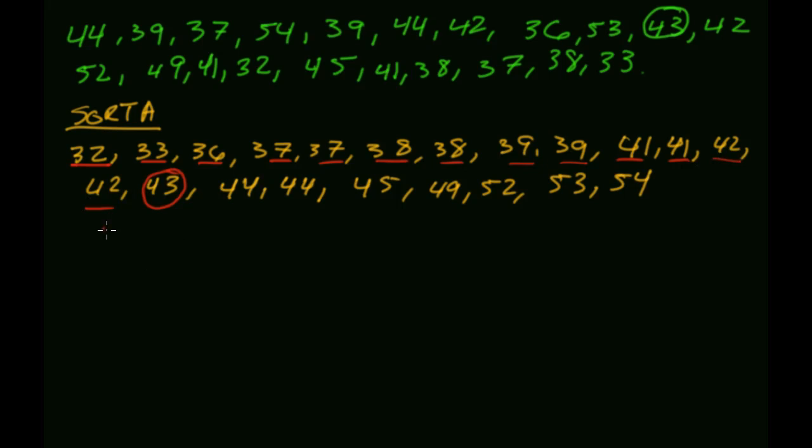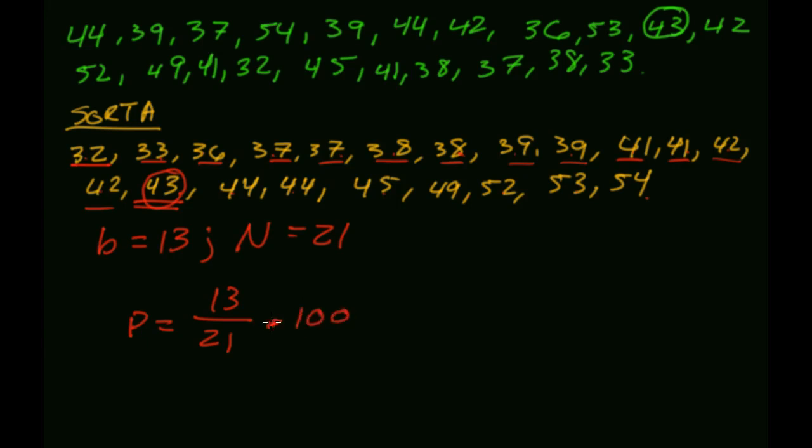So in our formula, B is going to be 13. If you count the number of data points in the set all total, there are 21. So I want to find the percentile that 43 is above. P is going to be 13 divided by 21 times 100.